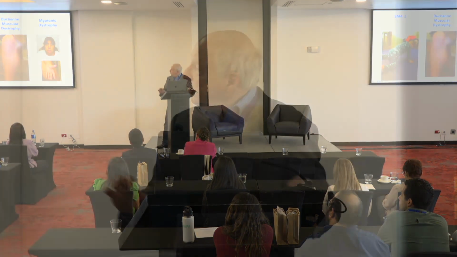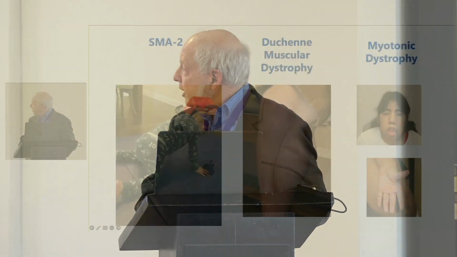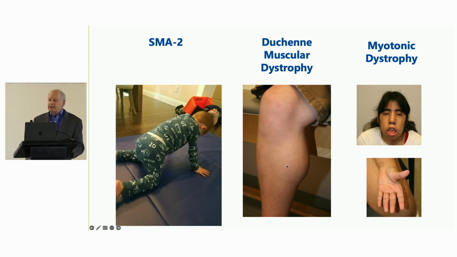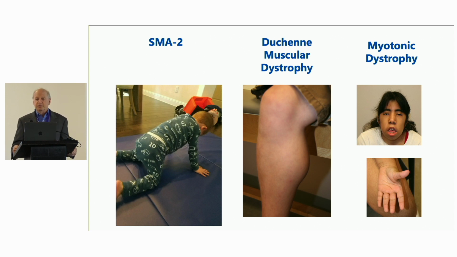Okay, these children, the ones with SMA, let me see where there we go, have normal looking muscle. That big leg should be a clue. Okay, that leg is something that I think every pediatrician would recognize, but I'm surprised how often pediatricians miss it.